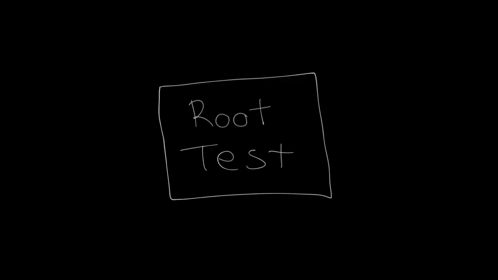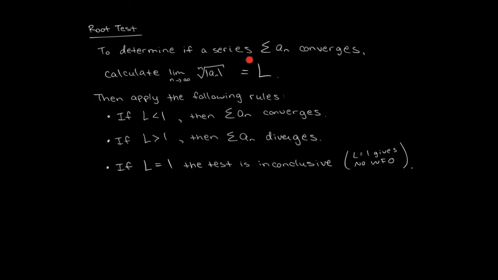Now let's talk about the root test. The root test says if I take any series and the absolute value of the terms and then the nth root of those terms and then take the limit as n goes to infinity, as long as that limit is less than 1, the series converges. Greater than 1, then it diverges. And similar to the previous test, if L is equal to 1, then the test is inconclusive.